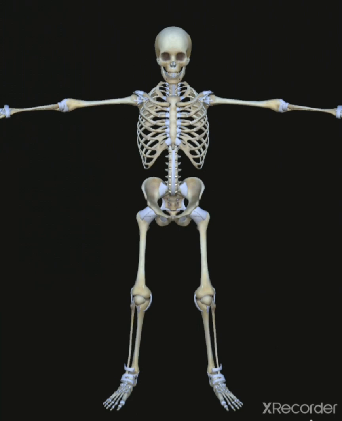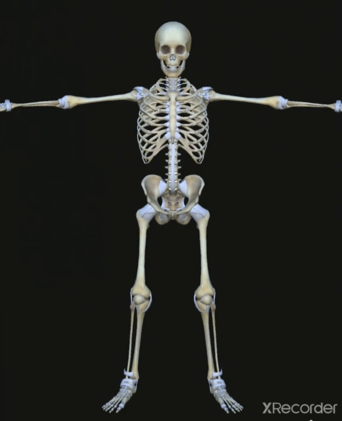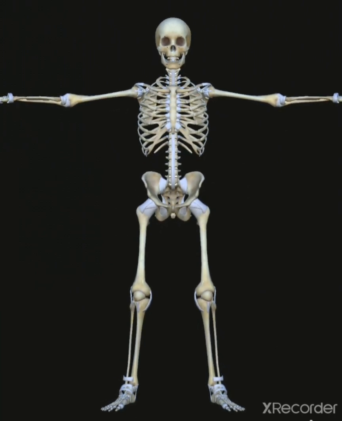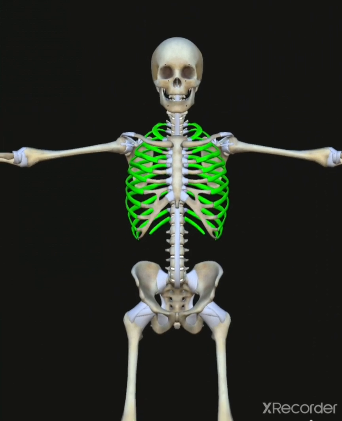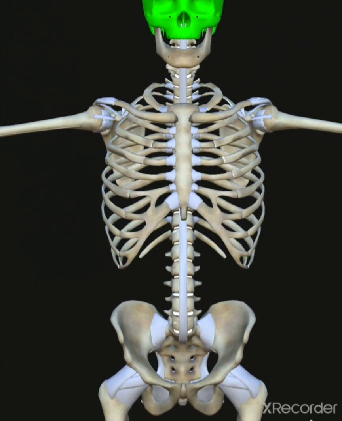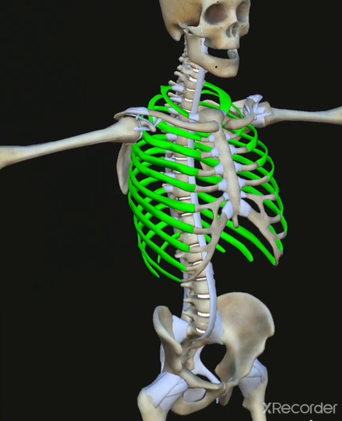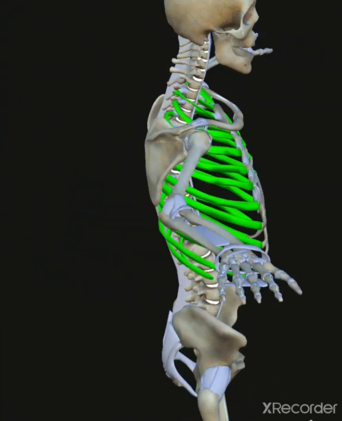The skeletal system is further divided into two parts. First one, axial, and second, appendicular. The axial skeleton consists of, first, the skull bones. The skull includes cranial bones, facial bones, and the ear bones, and it consists of ribs, which are 12 in pair.